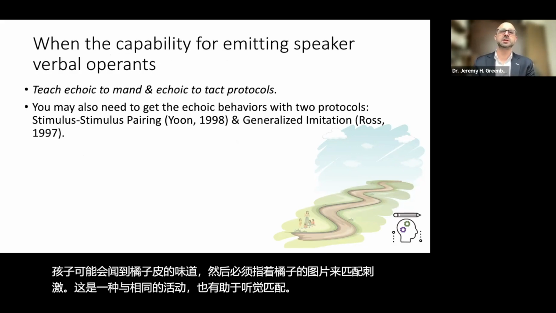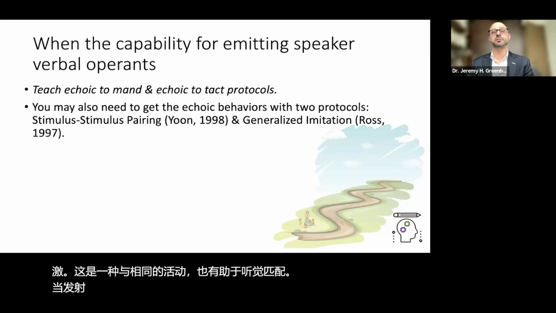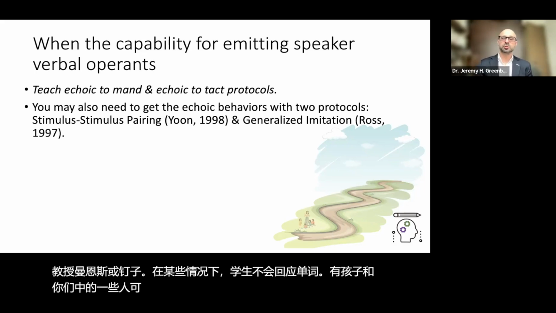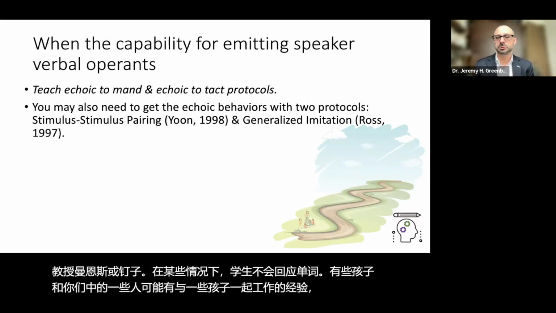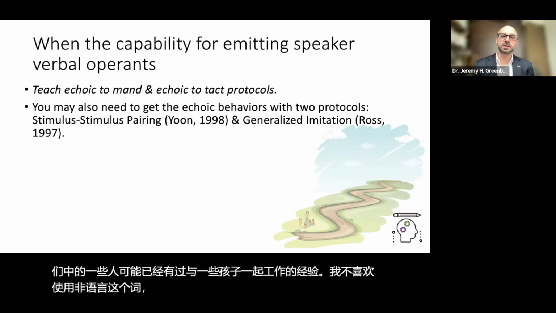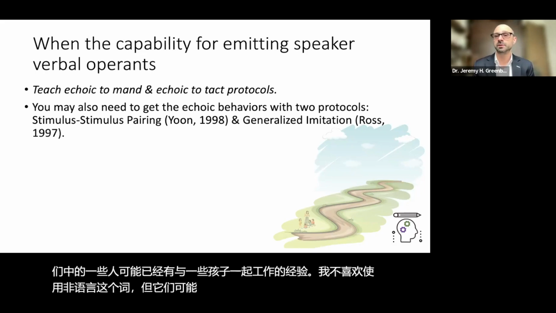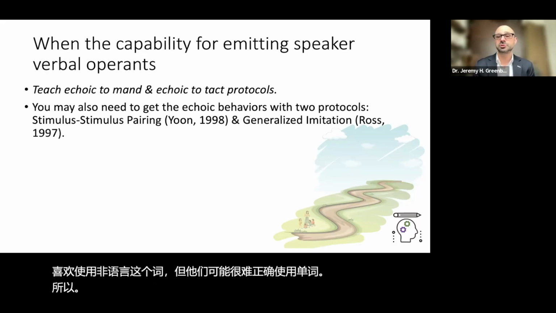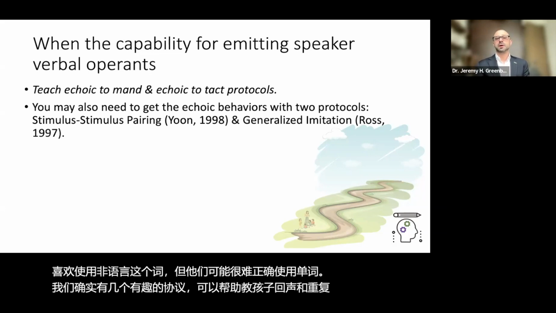When the capacity for emitting speaker verbal operants is missing, we need to use the echoic prompts to teach MANs or TACs. In some cases, students do not echo words. Some of you may have experienced working with children who are, well, I don't like to use the term nonverbal, but they might be struggling to use words correctly. So we do have a couple of interesting protocols that can be helpful in teaching children to echo and repeat words more consistently. There are two.